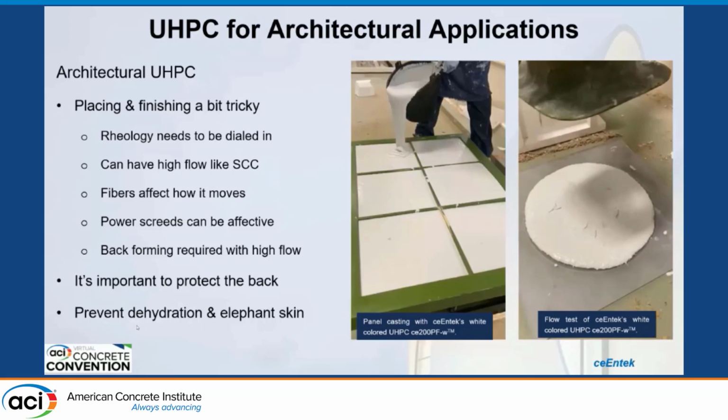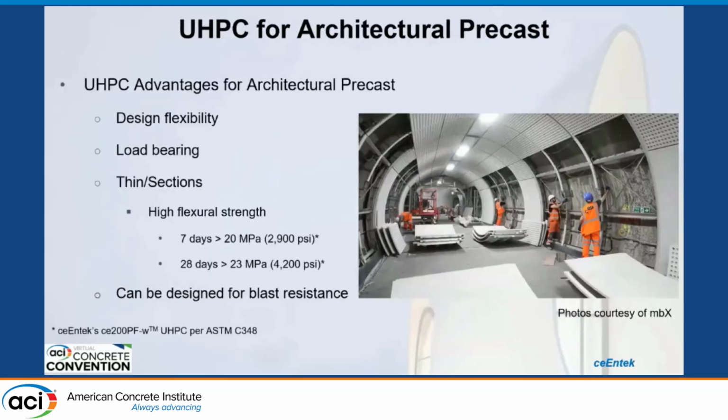One thing to try to protect from is the back of your forms. Make sure that you protect those from developing what we would call an elephant skin or dehydrating, right? You want to use a finishing aid, or you can even use misters to protect that. On a highway application, you would get cure on it right away. If you're doing architectural, typically you'll just make sure you use a finishing aid.